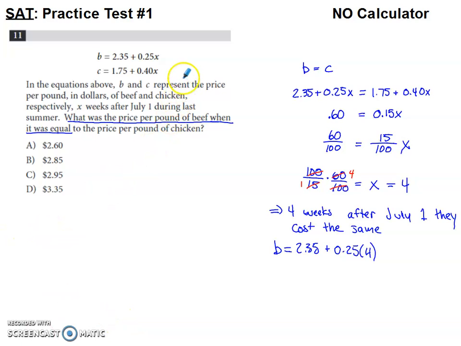So number 11 here, they present us with these two equations. They're kind of ugly looking. We've got these ugly decimals that we're going to eventually have to find a way to deal with. And then they tell us what the variables represent within those equations in the problem statement. So B and C represent the price per pound in dollars of beef and chicken X weeks after July 1st during last summer. So X is measured in weeks, B and C are measured in dollars.